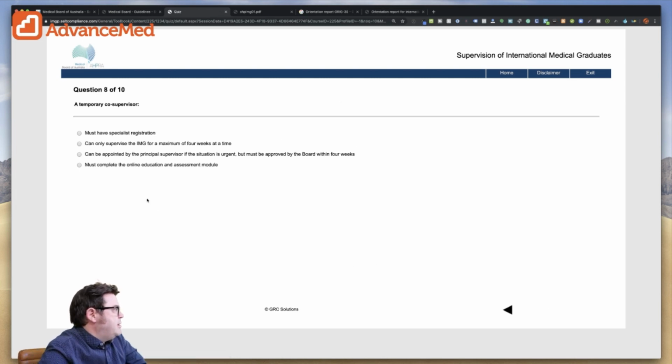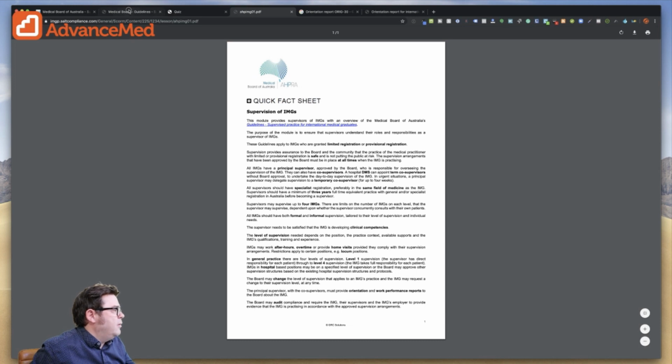Temporary co-supervisor must have specialist registration, can only supervise the IMG for a maximum of 4 weeks at a time, can be appointed by the principal supervisor if the situation is urgent, but must be approved by the board within 4 weeks. Must complete the online education assessment module. So remember we talked about it's a maximum of 4 weeks at a time, so it's going to be this option here. As you said, there are get out clauses for why you don't have to have specialist registration, and this is one of those instances where you don't need one. We'll be able to find that in the guidelines here.